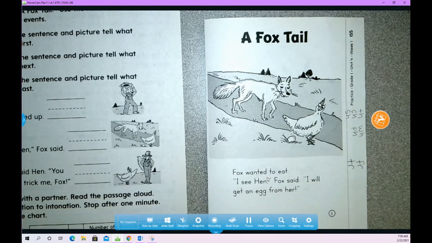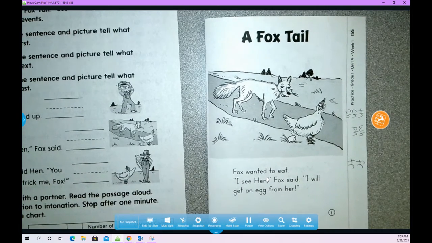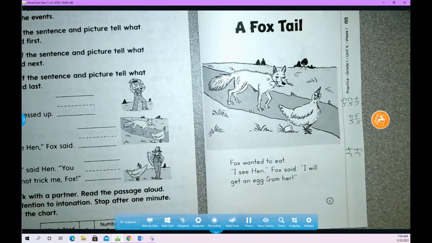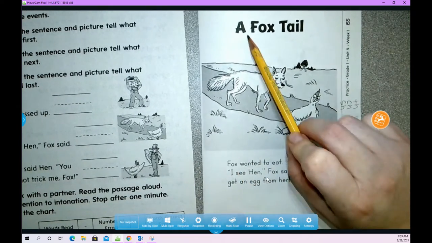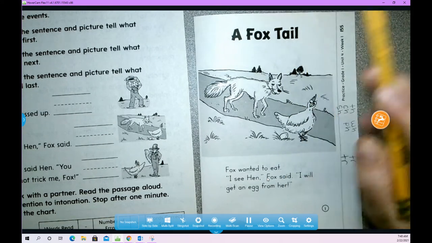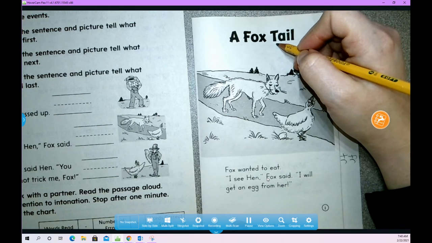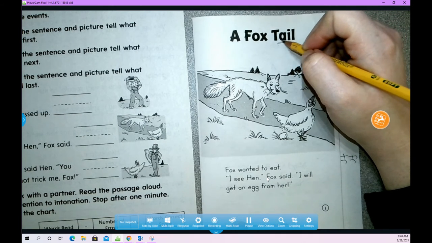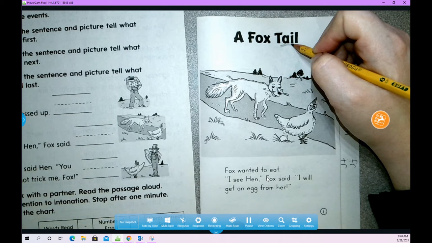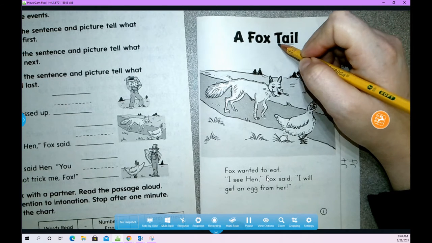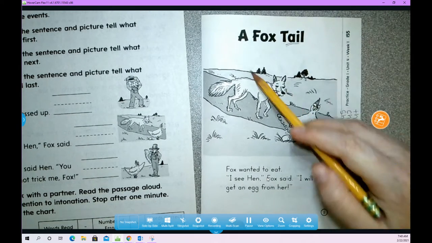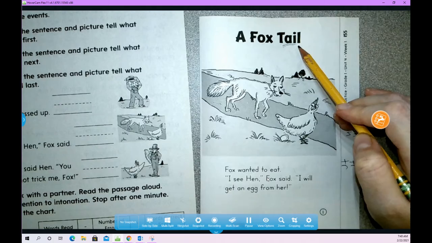Okay, we're going to read the story together one time, and then you're going to read it on your own, and you're going to be looking for these. Okay, the story says, A Fox Tale. This is a rule that we haven't learned yet, but I'm going to tell you about it. When the A and the I are together, they sound like a, tail. A fox tail.